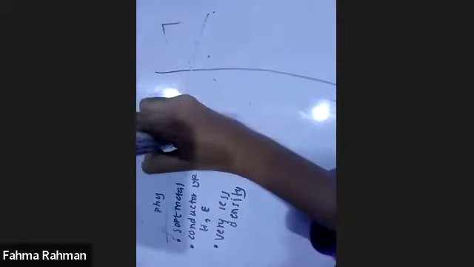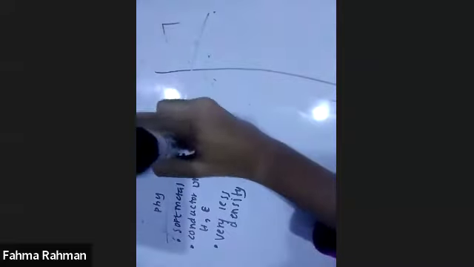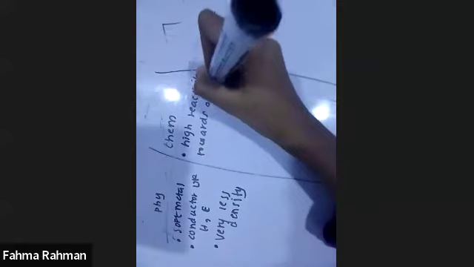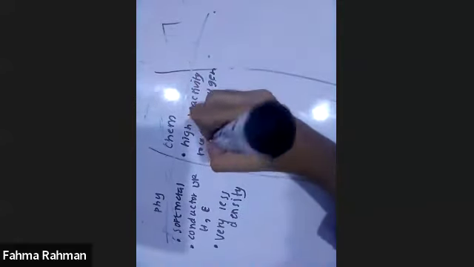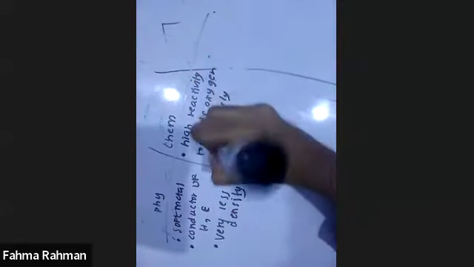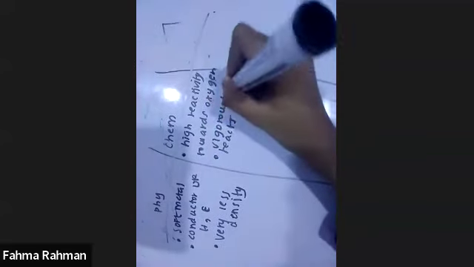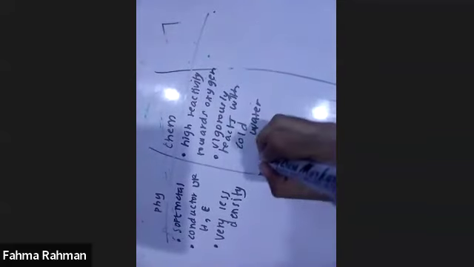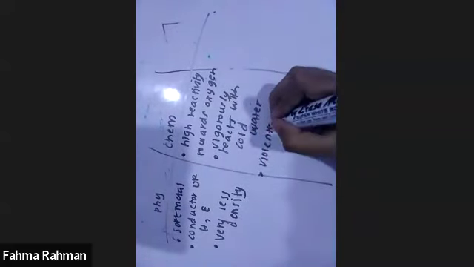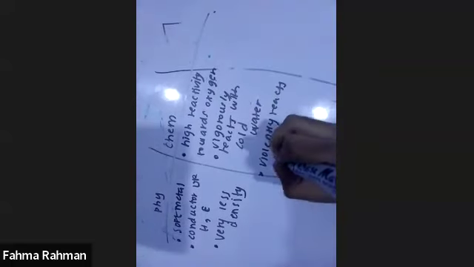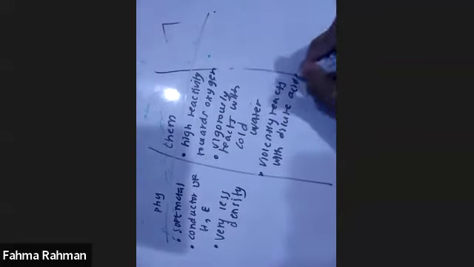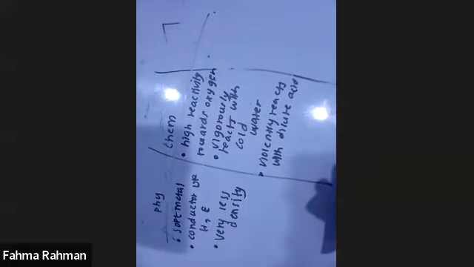But if you come to the chemical properties of sodium, you should say it has a high reactivity towards oxygen, vigorously reacts with cold water, and then violently reacts with dilute acids. Okay, so these are the chemical properties of sodium.